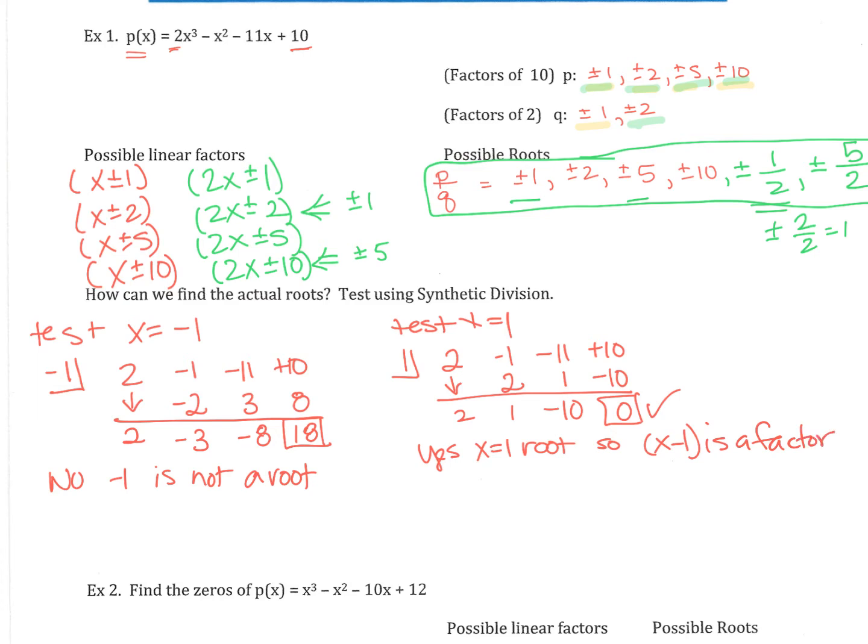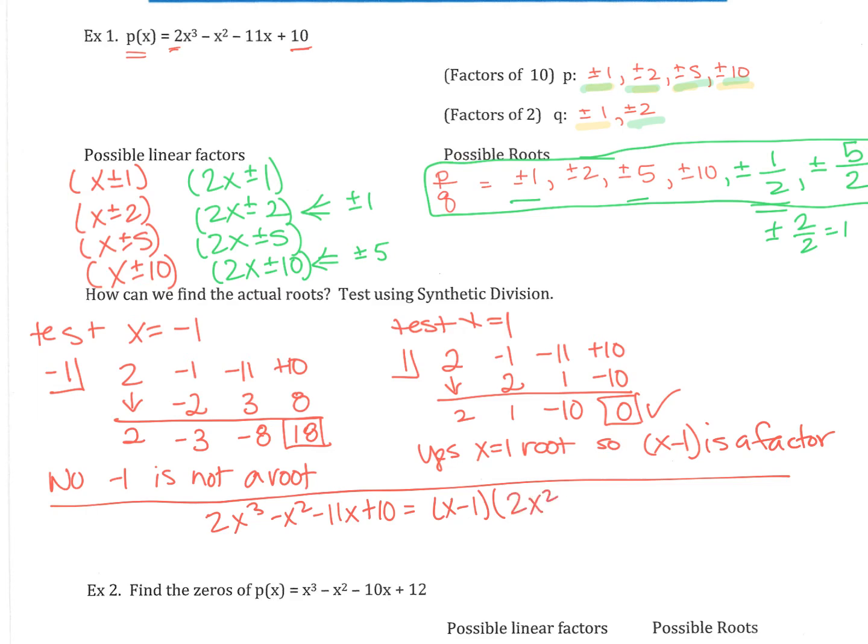So I can write my original polynomial, which is up above. It is 2x cubed minus x squared minus 11x plus 10. This can be broken down into my divisor, x minus 1, times my quotient. It's 1 degree less than my dividend was. So I'm going to start with an x squared. So it was 2x squared plus x minus 10.